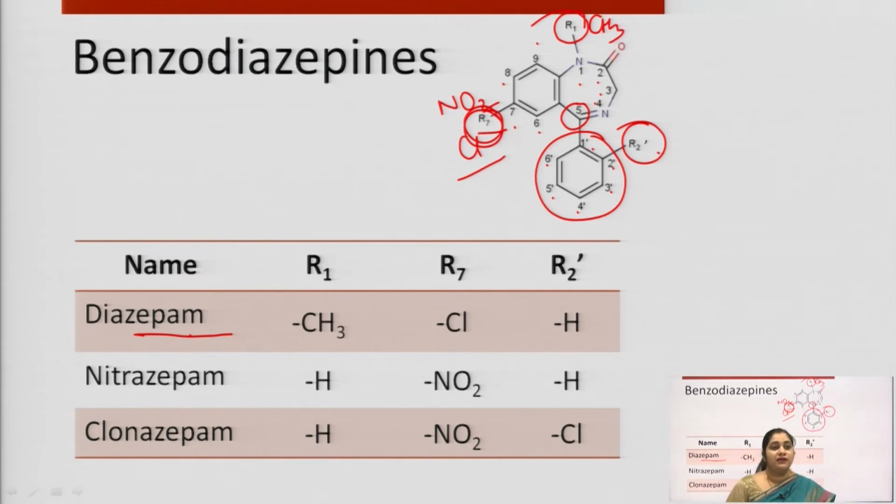So this is nitrazepam. Then we have clonazepam also. In this case, all the things are almost similar to nitrazepam. The only point is this R2 dash position, that is Cl in case of clonazepam.